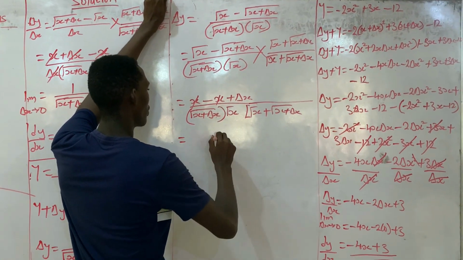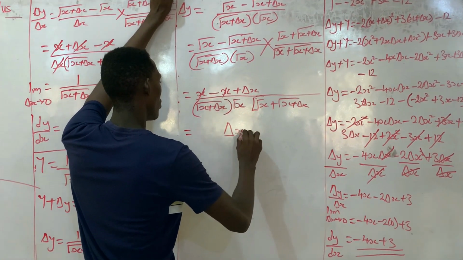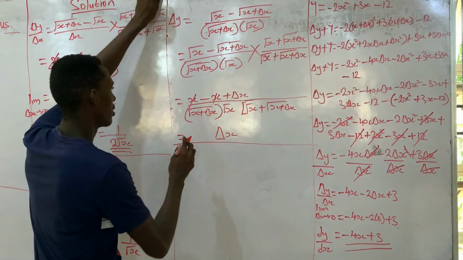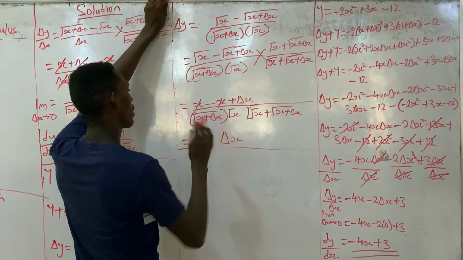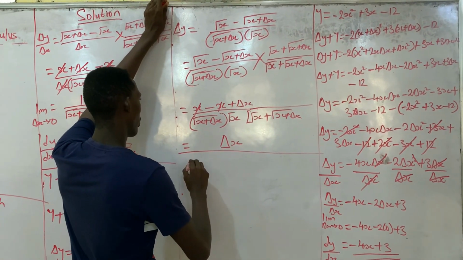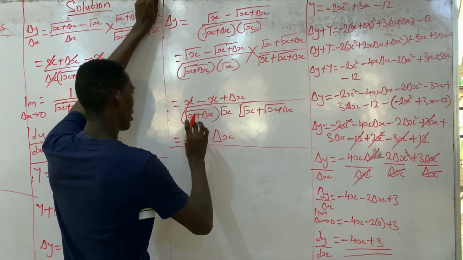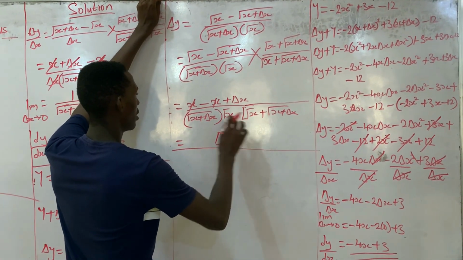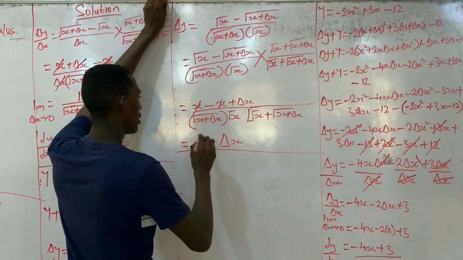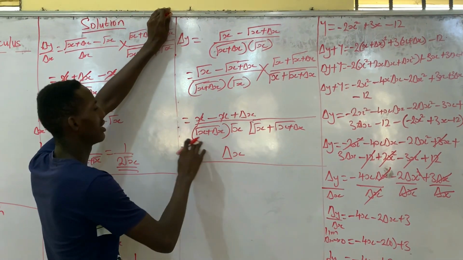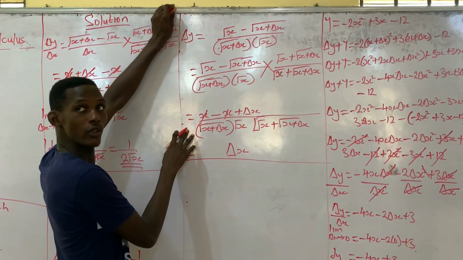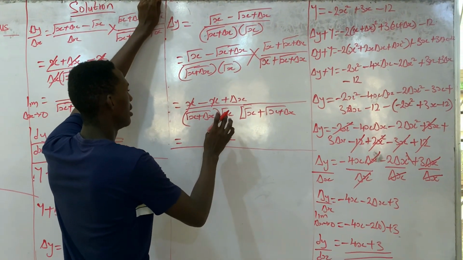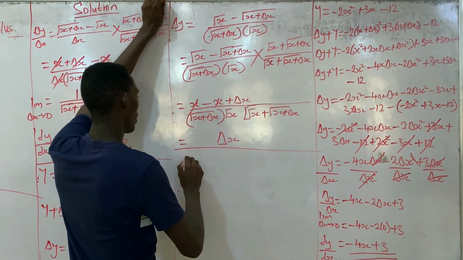So this is equals to change in x over. Now let's expand. This square root will cancel out each other, right? And we'll be left with what? Let's multiply this with this only. Or better still, we can take this to the back to make it easier for us. Or we can just multiply this with this only for now. So that will give us what?